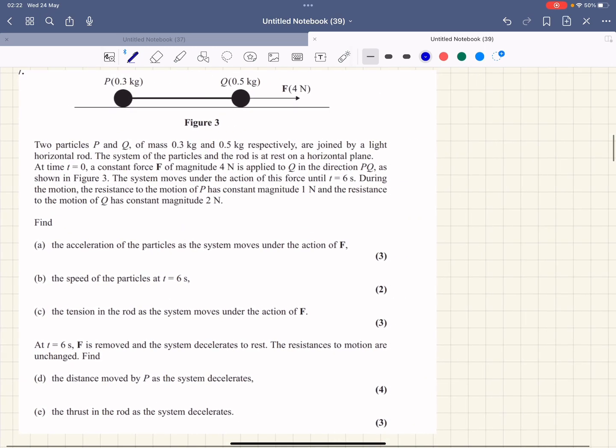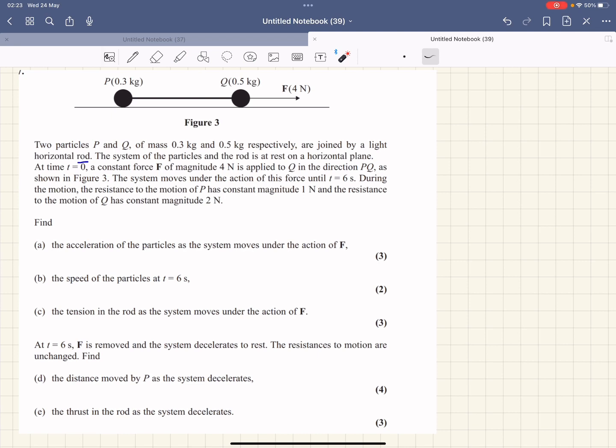So, two particles P and Q of mass 0.3 kilogram and 0.5 kilogram respectively are joined by a light horizontal rod. The system of particles and the rod is at rest on a horizontal plane at time t equal to 0. A constant force F of magnitude 4 Newton is applied to Q, which I can see here. So the force that's applied is 4 Newton, that's given. Q is 0.5 kilogram, P is 0.3 kilogram, in the direction of PQ as shown in figure 3.